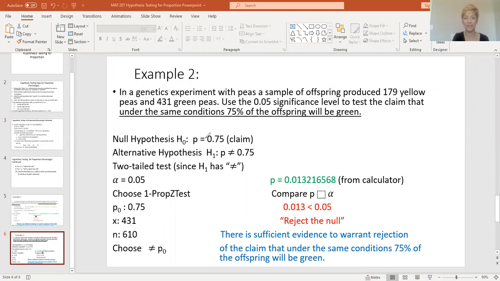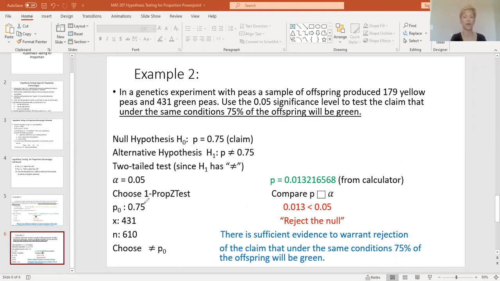Now remember, I'm going to test this one, but this one tells me which test to run. So because my alternative has not equals, I'm going to run something called a two-tailed test, okay? And then my significance level, they told me was 0.05 this time. So this is just your first 6 steps that you've been doing for a while now. Now step 7, if it's doing proportion or percentage, then you choose one prop z-test. And you enter these 3 values. So remember, P sub 0 comes from your null. So in my null, I've got 0.75.